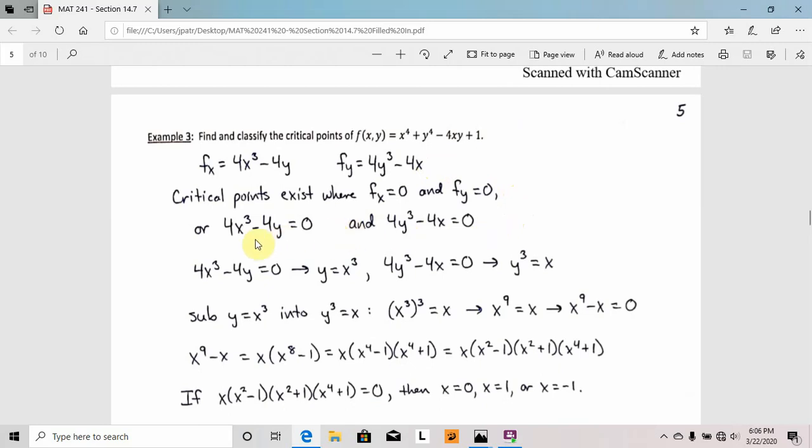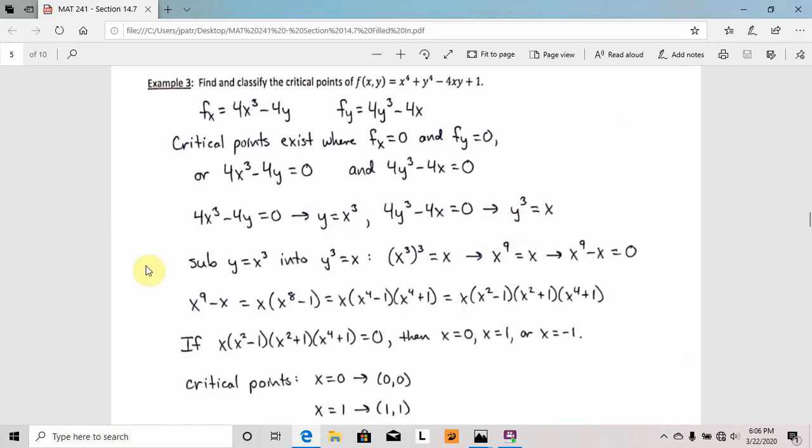So then basically I just kind of simplified those a little bit. This is the first one simplified. Really, that's just saying that y equals x cubed. And the second one is saying that y cubed equals x. So then all I did to try to figure out where the critical points would be is that I subbed y equals x cubed into the other equation. So I just stuck the x cubed in for y. Then you get x cubed cubed equals x, or x to the 9th equals x, or x to the 9th minus x equals 0. That factors.